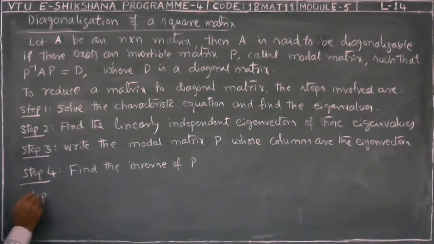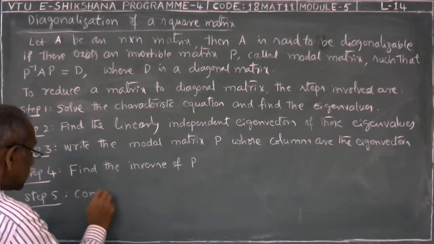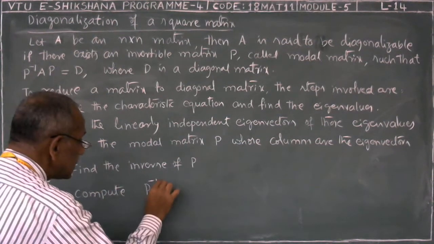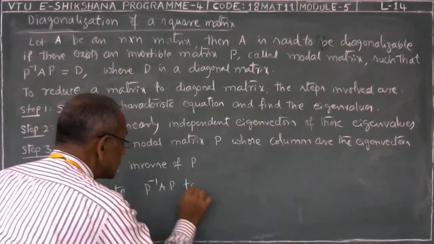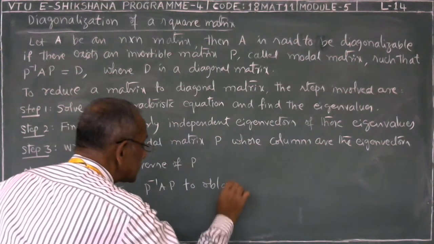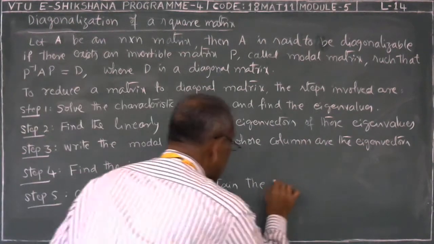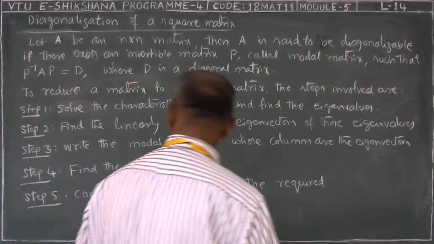The last step, step 5. Compute P inverse A P to obtain the required diagonal matrix. Compute P inverse into A into P to obtain the required diagonal matrix.